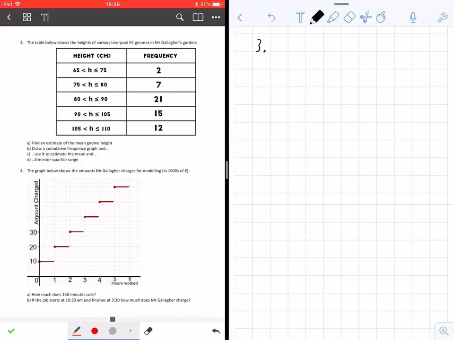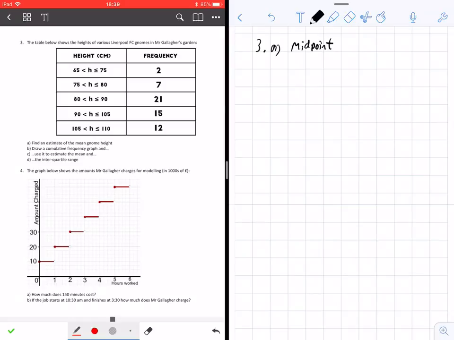Question 3. Find an estimate of the mean loam height. Now, if you had the paper in front of you, you would add a couple more columns. I'm just going to do the extra columns since I have the paper here as well. First column I would want is midpoint column.